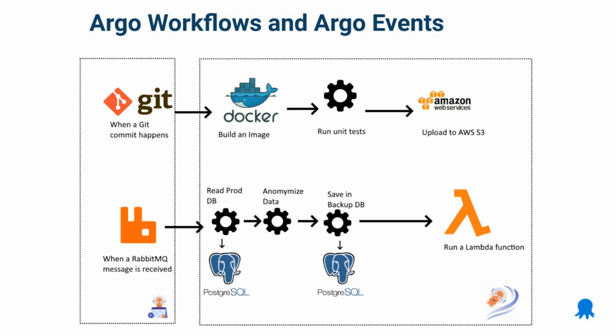And then at the bottom, I have a different example where, when somebody sends me a message on RabbitMQ, or maybe I get an email or somebody does something else, I want to start a workflow where I read data from a PostgreSQL database, process it in some way, save the result in another database, and then at the end, run a Lambda function that does something else. So not a CI/CD process, but let's say a batch process, all with Argo Workflows and Argo Events.